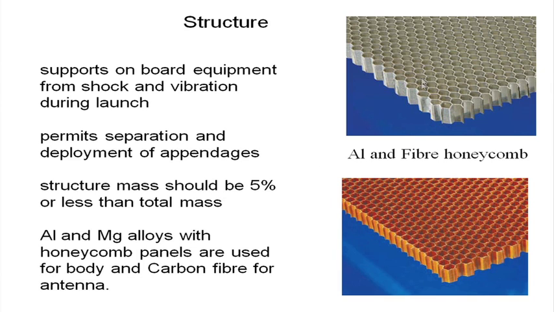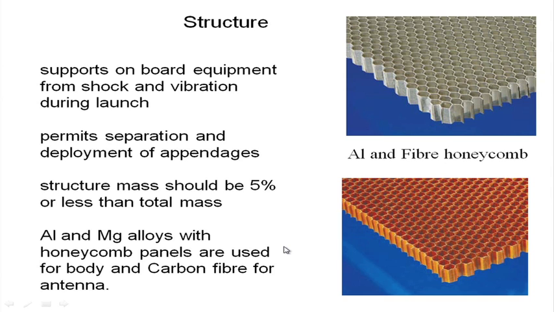You can see on the right side we have shown two pictures, with honeycomb-type holes, and these are the metals outside the body. This gives strength as well as less weight, and these can be made of aluminum or fiber. Aluminum or magnesium alloy with honeycomb panels are used for the body, or carbon fiber is used for the antenna part. So, the structure has to be here also. It is only the information we need as communication engineers, not much is required.